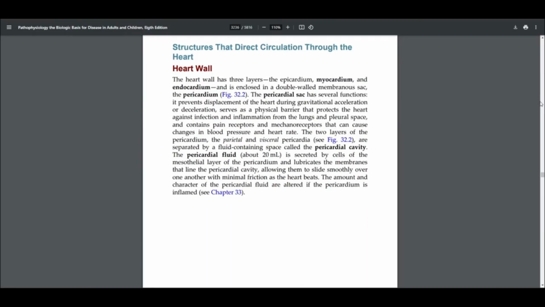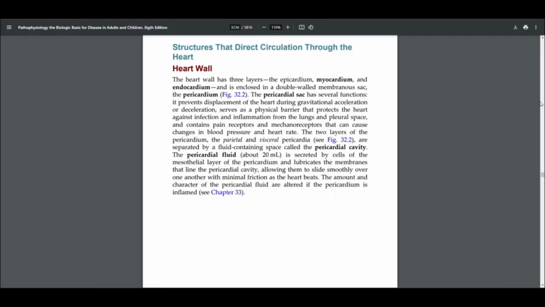So, structures that direct circulation through the heart wall. The heart wall itself. The heart wall has 3 layers: the epicardium, the myocardium, and the endocardium, and is enclosed in a double-walled membranous sac called the pericardium. The pericardial sac has several functions. It prevents displacement of the heart during gravitational acceleration or deceleration. It also serves as a physical barrier that protects the heart against infection and inflammation from the lungs in the pleural space, and contains pain receptors and mechanoreceptors that can cause changes in blood pressure and heart rate.